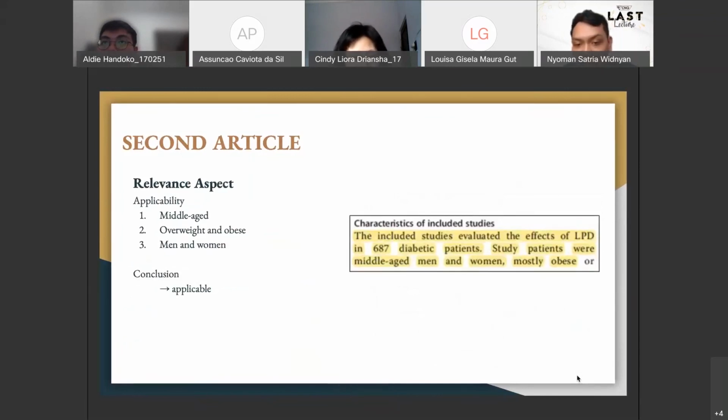From the relevance aspect, based on the patients' characteristics in the study, the applicability of the study is for middle-aged, overweight, and obese men and women. The patient's characteristics in the scenario are a 40-year-old man, so it can be concluded that the study is applicable. Next.